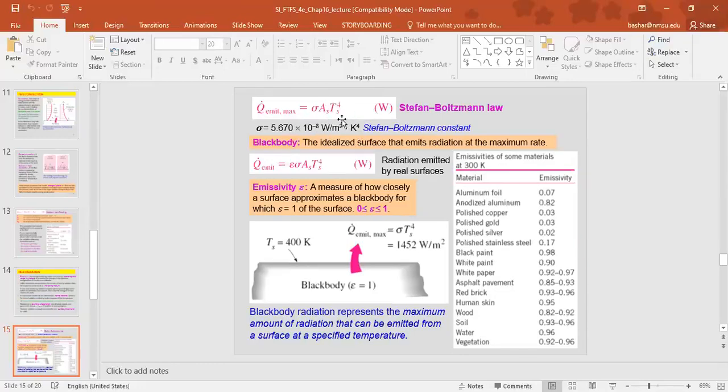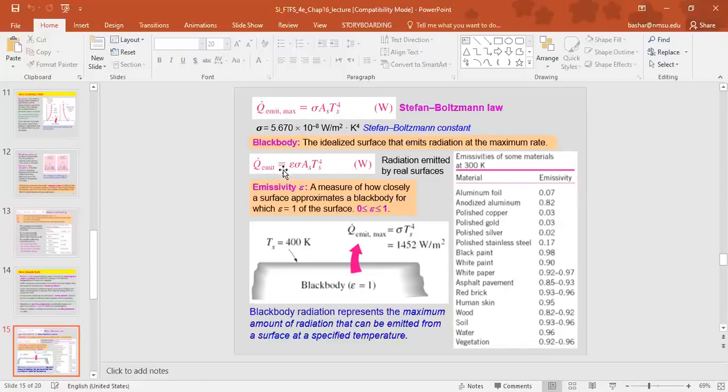Here the temperature must be in Kelvin, the absolute scale, since it has the exponent 4. It's not simply an exponent of 1 or a temperature difference like in the previous laws, Newton's law of cooling or Fourier's law of heat conduction. This law is called the Stefan-Boltzmann law, and it determines the maximum emitted heat from a surface.